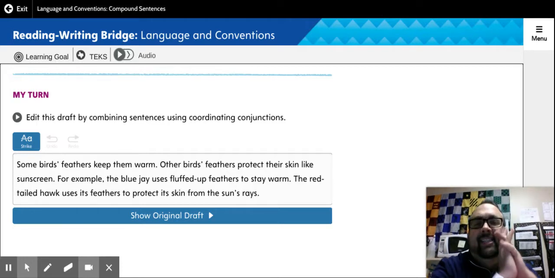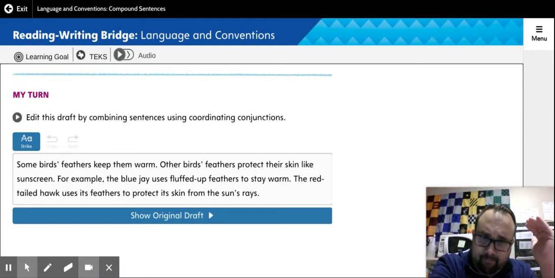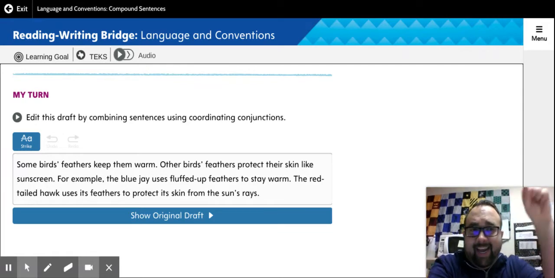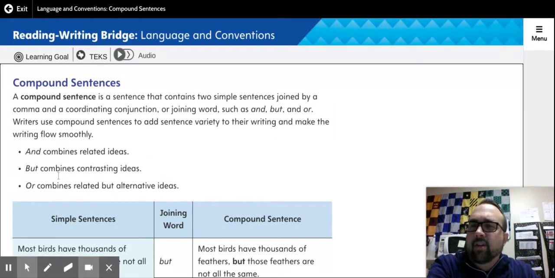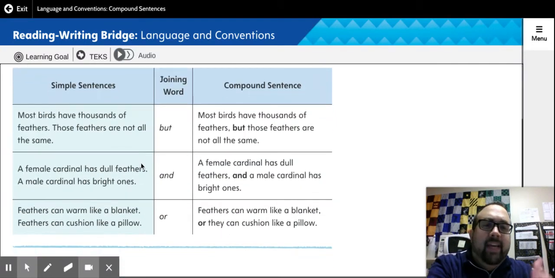So you're going to take the simple sentences in here, and if there's a period there and you want to combine those two sentences, you can X out the period, add a comma, and an and like right above or below, an or a but, right? You can add any of those three as long as that makes sense. And to make sense, look back here. They give you some really cool examples.